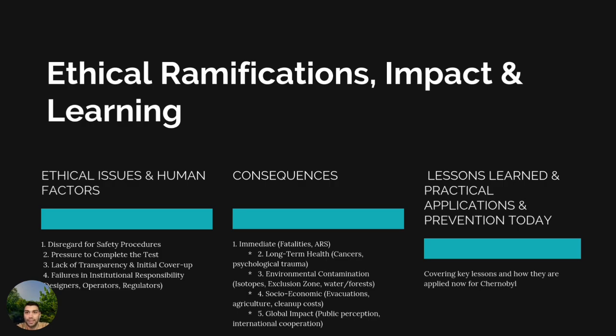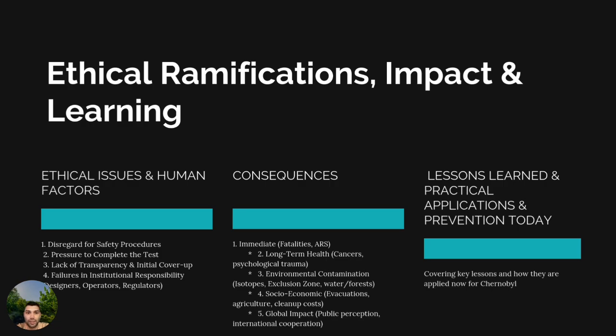Operators knowingly bypassed safety systems, pressured by authorities desperate to complete a delayed test. When the unthinkable happened, Soviet leaders chose secrecy over safety, hiding the scale of the disaster. They delayed the evacuations, endangering lives and silencing the truth. Institutional betrayal ran deep. Reactor designers ignored known flaws. Operators were undertrained and overwhelmed. What about the regulators? They were powerless. The very systems meant to protect people failed, or worse, looked the other way.